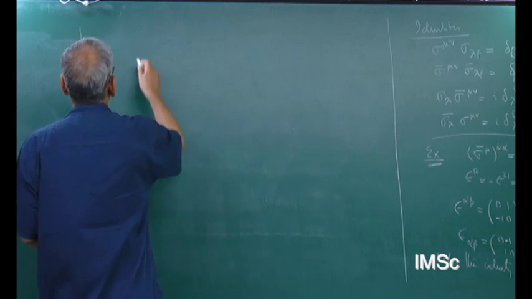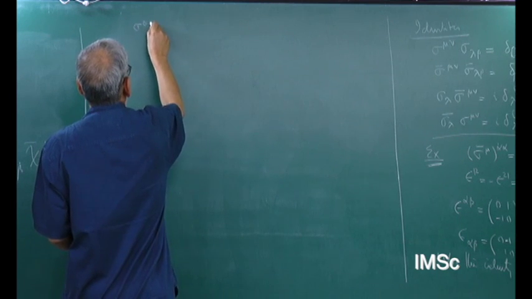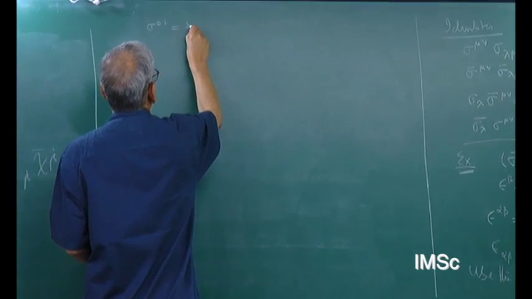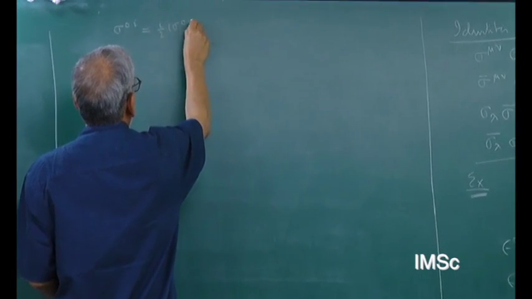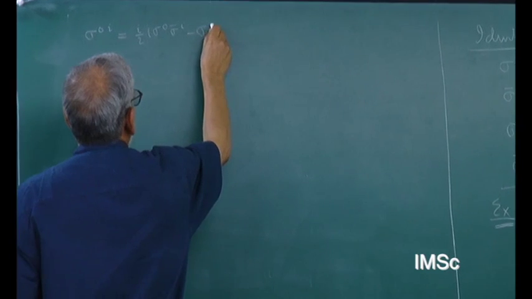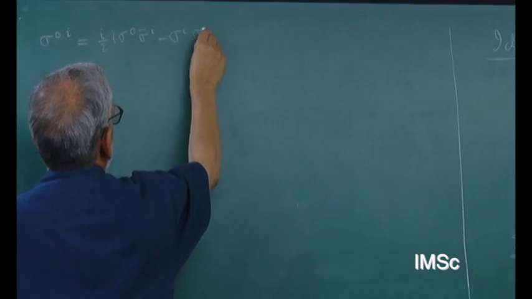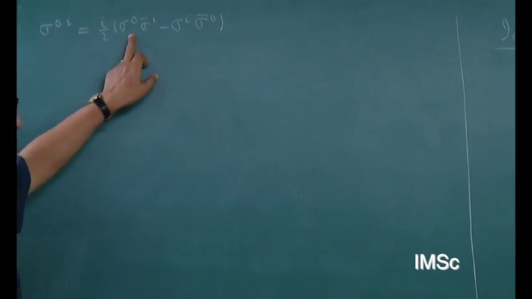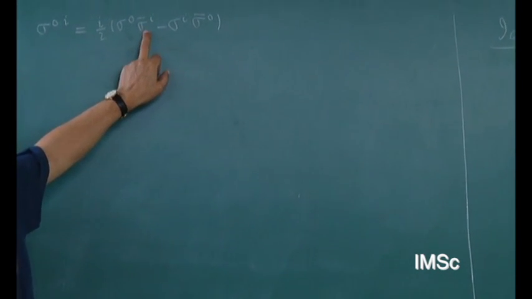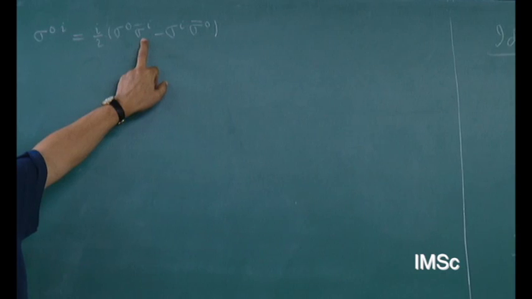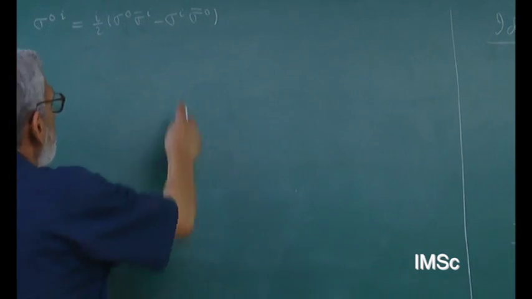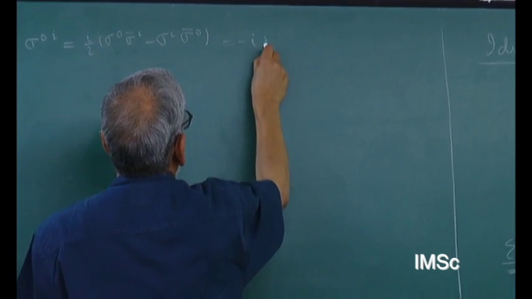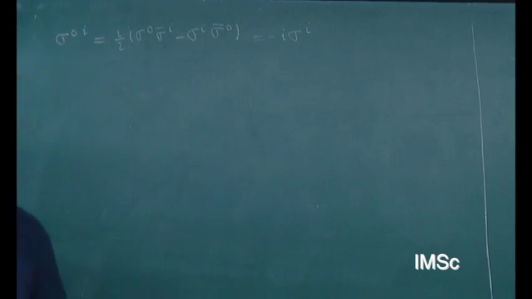Oh, I just rubbed off this part. But from the definition of sigma mu nu, sigma 0 I would be i/2 times (sigma 0 sigma bar I minus sigma I sigma 0 bar). That's the definition. Sigma 0 is a unit matrix. Sigma bar I is minus the Pauli matrix. These two are the same, so you have minus sigma I, the Pauli matrices.